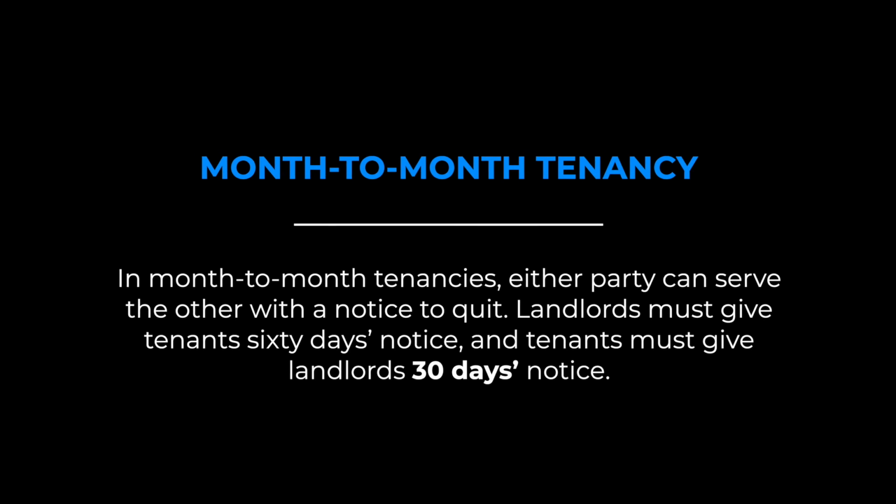Month-to-month tenancy. In month-to-month tenancies, either party can serve the other with a notice to quit. Landlords must give tenants 60 days notice, and tenants must give landlords 30 days notice.